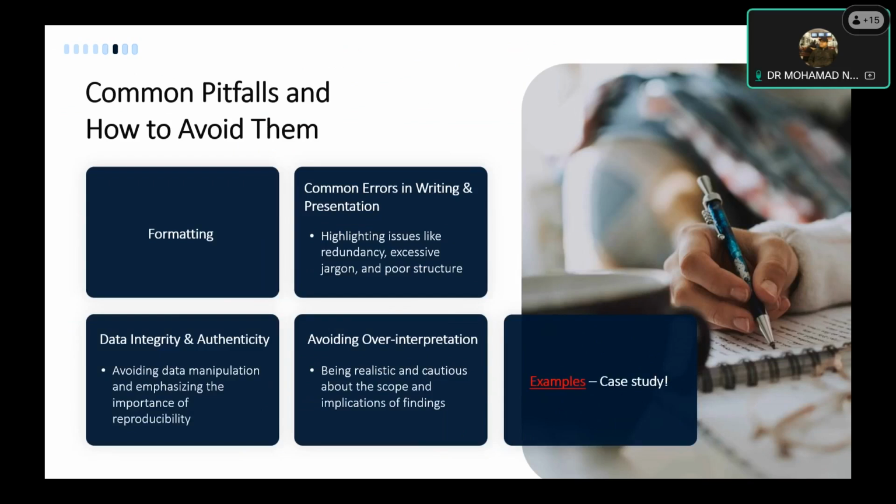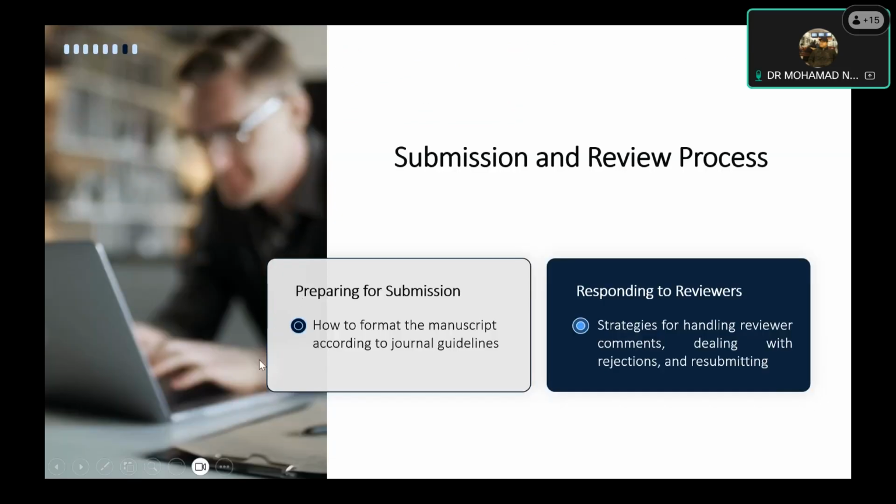Okay. Next, what we have is the submission and review process. First, preparing for the submission: how to format the manuscript according to the journal guidelines. When we submit our publication and the editorial office receives it, the secretary will screen our articles. When they realize we are not following the guidelines, they will send it back and tell us to follow their guidelines. So you have to do the reformatting again.